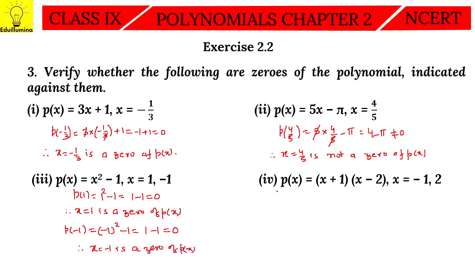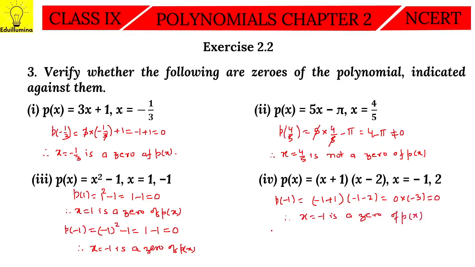Right? And the next part is p of x equal to x plus 1 into x minus 2. यहाँ पे भी हमने चेक करना है x equal to minus 1 और 2 के लिए. तो first of all we will put x equal to minus 1. So p of minus 1 is minus 1 plus 1 into minus 1 minus 2. So minus 1 plus 1 is 0 into minus 3. So 0 into something is 0. So therefore x equal to minus 1 is a zero of the given polynomial.